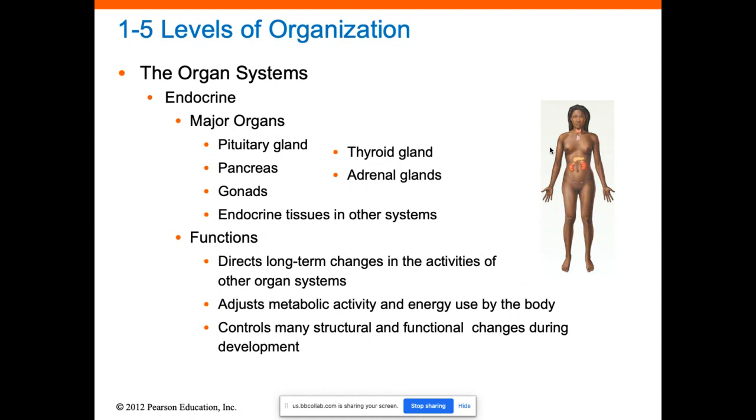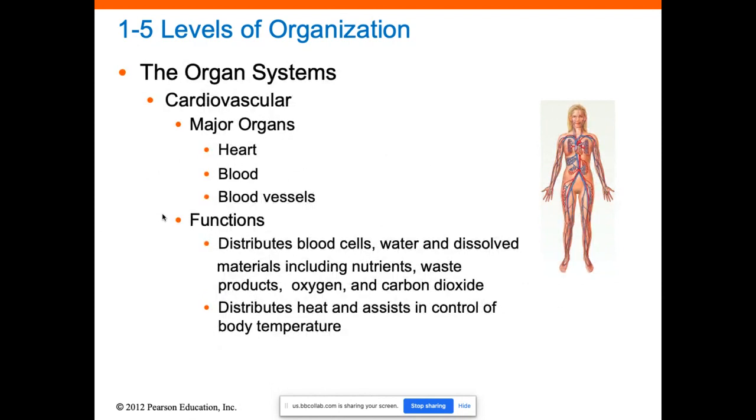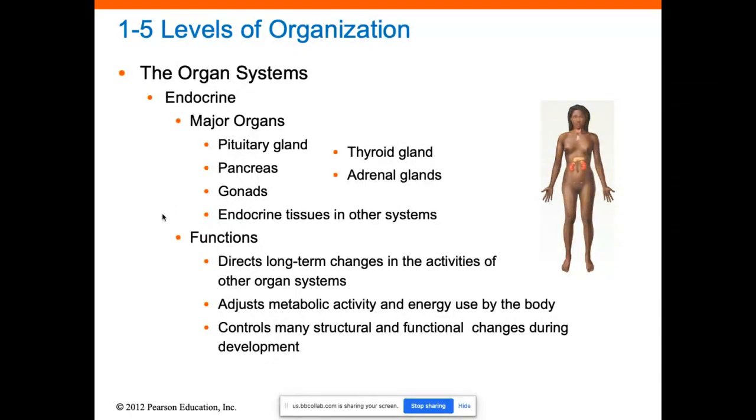Endocrine and reproductive, there's some overlap, but you really need to know the names of these organs. The pituitary gland is up in the brain. The pancreas is over here that regulates blood sugar and produces a lot of digestive enzymes for the duodenum. The gonads are the testes and the ovaries. Yes, they're part of the reproductive system, but they also produce hormones like testosterone, estrogen, progesterone.